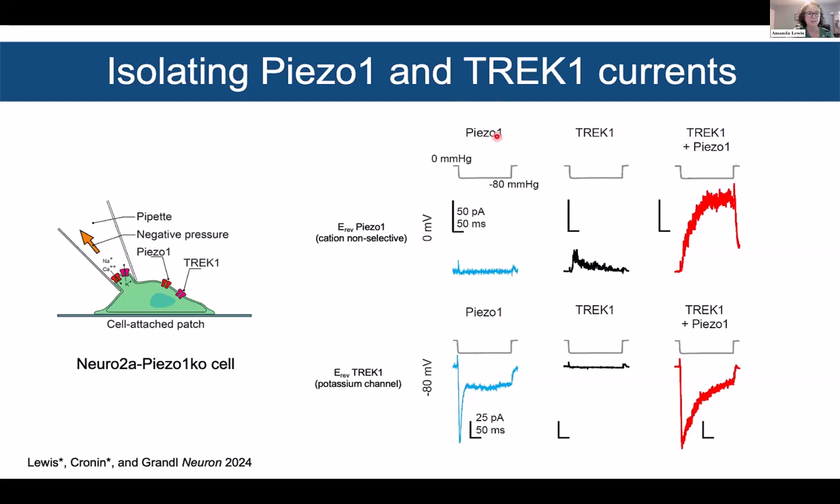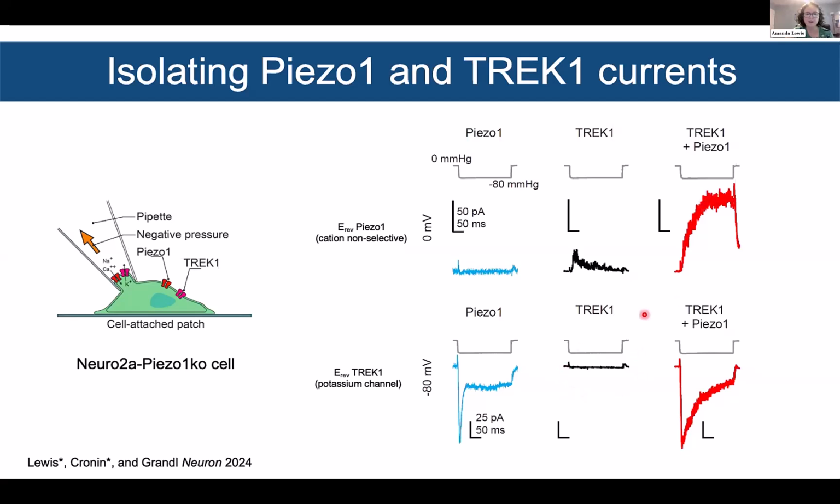So in a patch from a cell expressing just Piezo1, if I give a saturating pressure step, for example, to minus 80 millimeters of mercury, at 0 millivolts we see no current, not because the channels aren't opening, but because we're at the reversal potential. Whereas at negative 80 millivolts, we see a large inward current that quickly inactivates, characteristic of Piezo1's inactivation. Now, in a cell just expressing TREK1, we see an outward potassium current at 0 millivolts because these are potassium selective channels, but nothing at their reversal potential at minus 80.